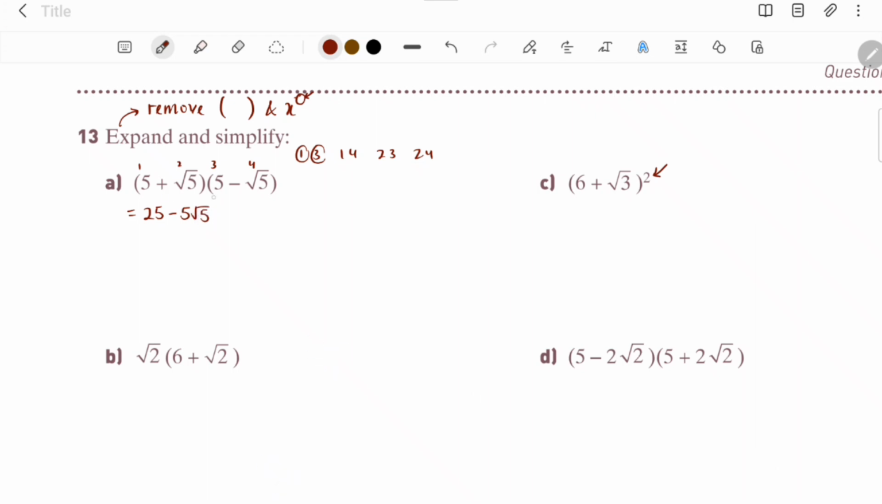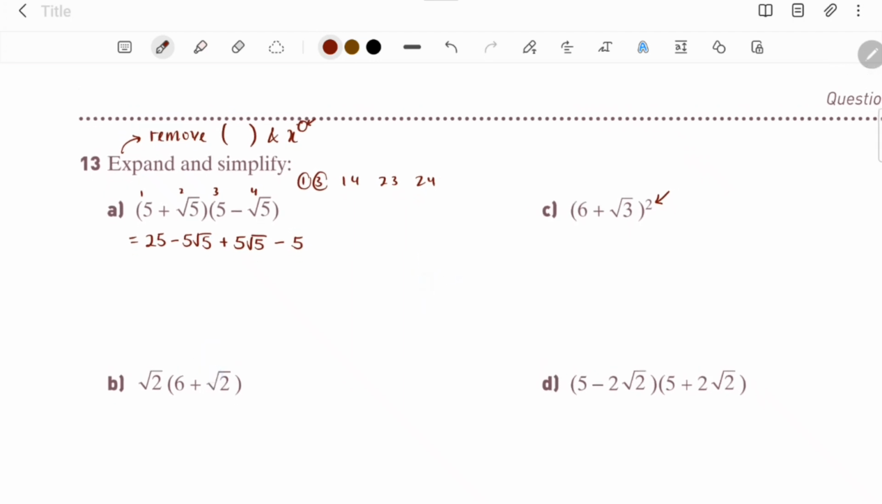and then positive 5 surd 5, and 5, you get 5 times surd 5, and then positive, negative, surd 5 times surd 5. This one you will actually get 5.